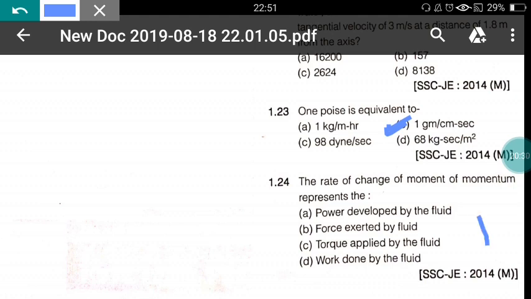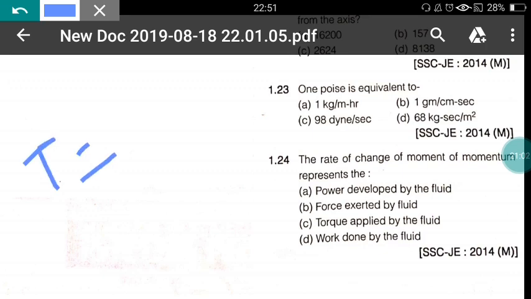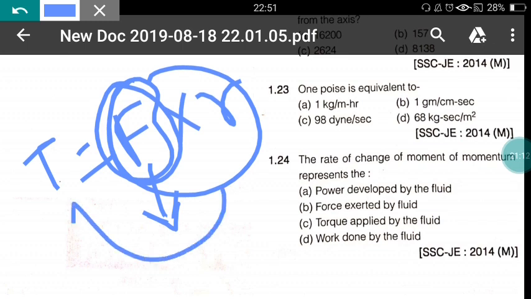Question number 24. The rate of change of moment of momentum represents what? Okay, just now we saw the formula. The rate of change of moment of momentum is nothing but the torque applied by the fluid. See, what is force? Force is the rate of change of momentum. And hence the rate of change of momentum about a point is known as torque. Torque is nothing but force into distance only, right? So the rate of change of momentum is nothing but force, and the rate of change of moment of momentum is nothing but the torque. So the correct answer for this is option C. The rate of change of moment of momentum represents the torque applied by the fluid.